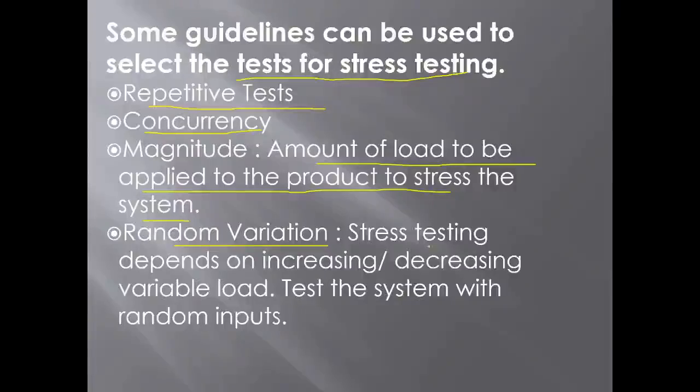Random variation: you are going to analyze the variations. Stress testing depends on increasing or decreasing variable load, so test the system with random inputs and observe. What is happening when you are increasing the load, and after reaching the breaking point, decrease the load and check what is happening, how the system is behaving.